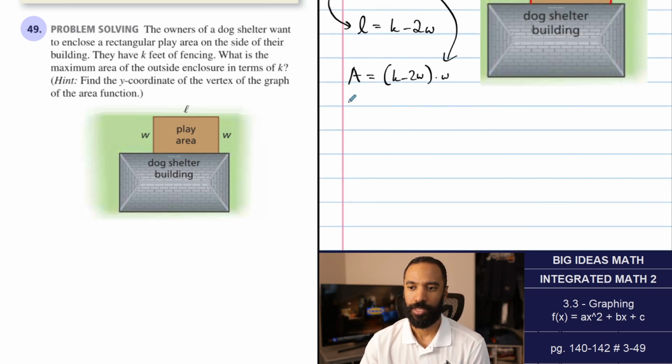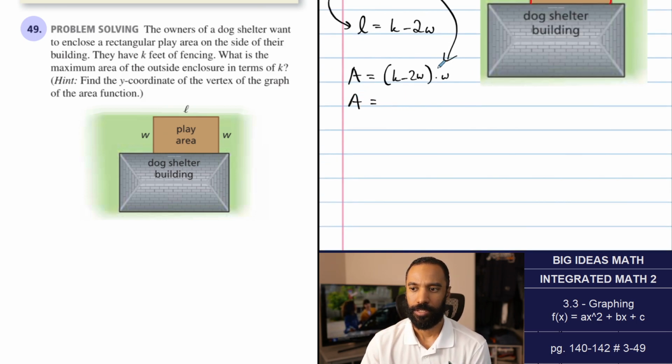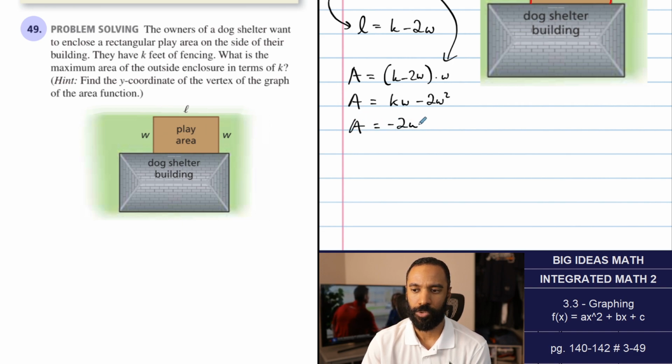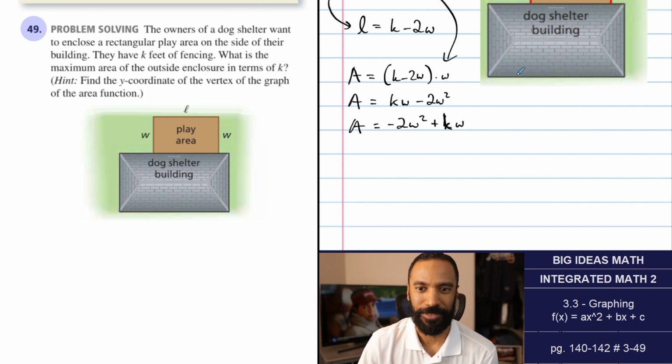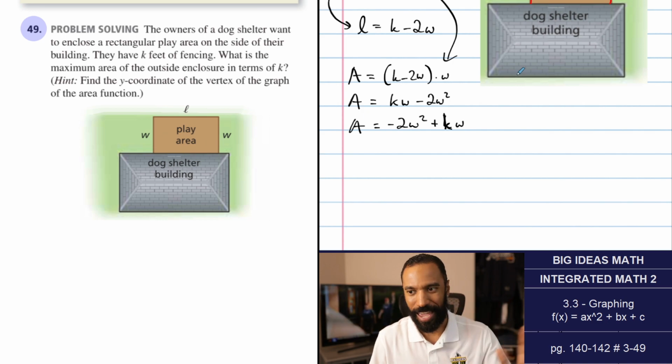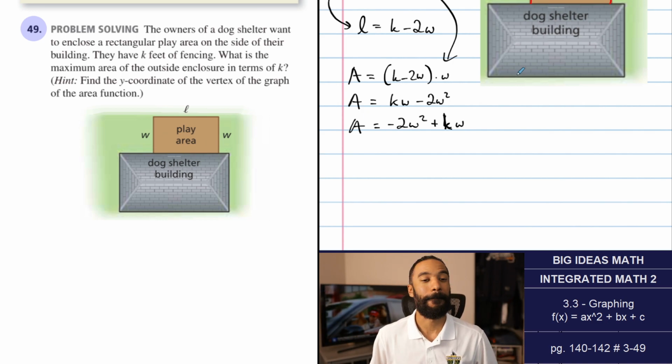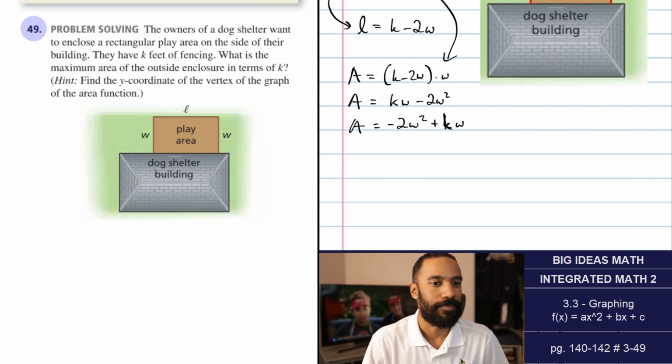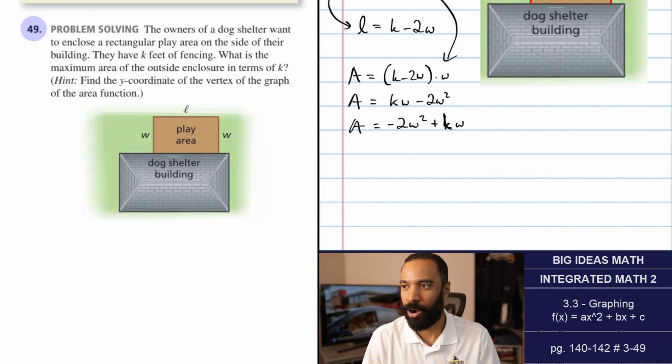Now width, this can distribute, so this is k times w minus 2w squared, or the other way around, negative 2w squared plus kw. Okay, that makes more sense. I was thinking, I can't get a number if I don't know k. My whole goal, okay, k is in the answer. I'm good. All right. What do they want? Right, what is the maximum area of this thing?